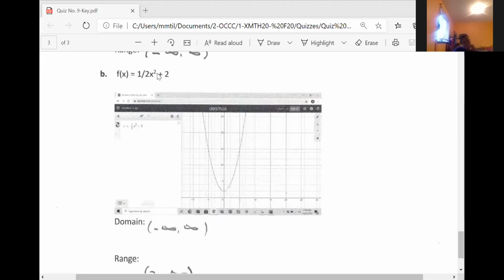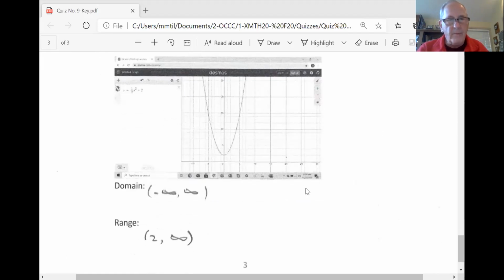So the lowest point on the y is plus 2. In other words, if x is equal to 0, y is equal to 2. So it's right there. So the domain is all the x values. It's got every x value in the book, negative infinity all the way to positive. But the range, the lowest is plus 2, and then it goes all the way to infinity. Does that make sense?